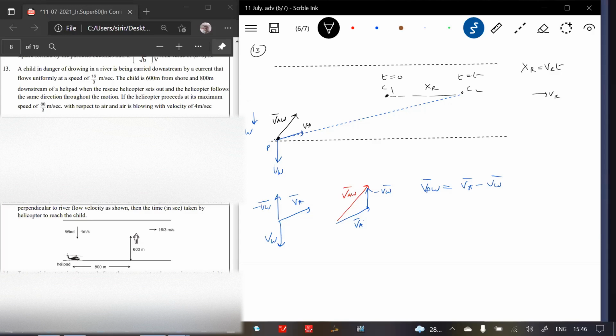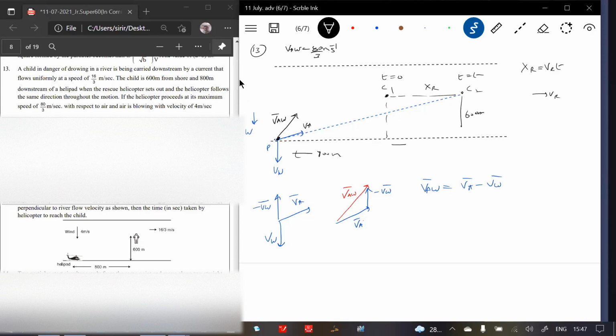Maximum speed with respect to air. So VAW is given. How much is VAW? VAW is 80 by 3 meter per second. We know the velocity of the river. The child is 600 meter from the shore. Okay, we know this distance. Initially this distance is 800 meter. This will be 600 meter.